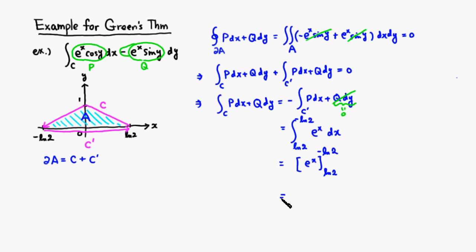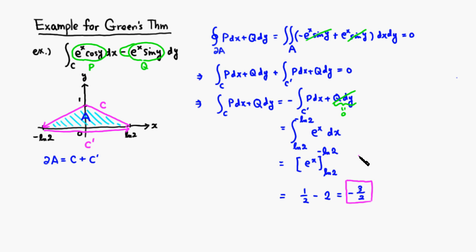You have e to the negative natural log of 2, which is the same thing as e to the natural log of 1/2, which is 1/2, minus e to the natural log of 2, which is 2, which gives us negative 3/2. So the value of this line integral along the curve C is going to be negative 3/2.